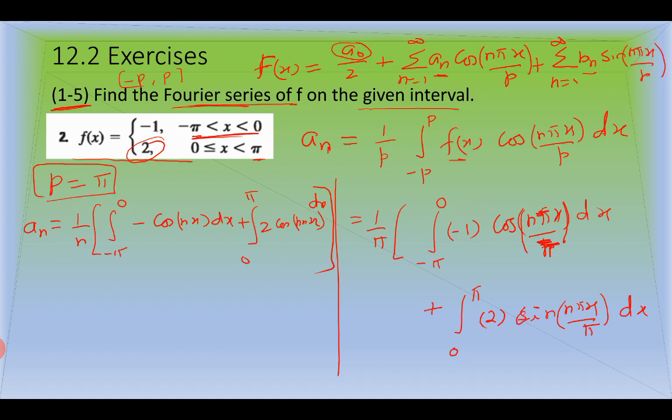This is not sine, this is again cosine. As far as we are finding an, everywhere it is cosine, not sine. Sine will appear for bn. This is f of x. Okay, so now integrate it. 1 over pi is outside. This one is negative, outside. When you integrate cosine, it is sine: sine nx over n.